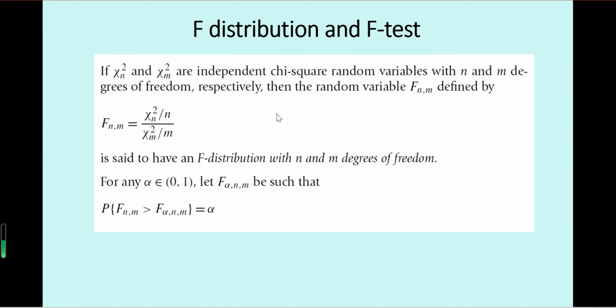And the chi-square distribution is connected with the standard normal distribution. So if a random variable X has a standard normal distribution, with 0 and 1 as mean and standard deviation, then X square, the square of this random variable, will follow a chi-square distribution with 1 degree of freedom.